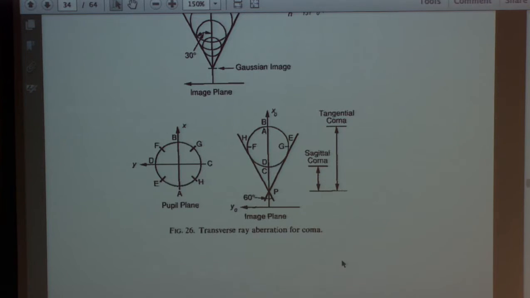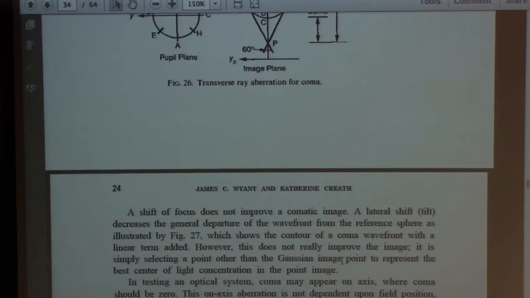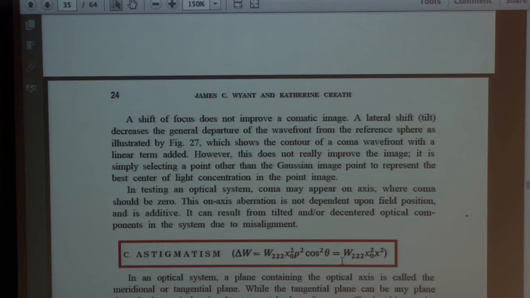So isn't that kind of interesting? So maybe coma should be my favorite operation instead of spherical, because it's kind of more interesting than spherical. So maybe I'll change that. I'll make coma. No, I like spherical better. Okay, kind of cool. It looks like a comet, I guess.